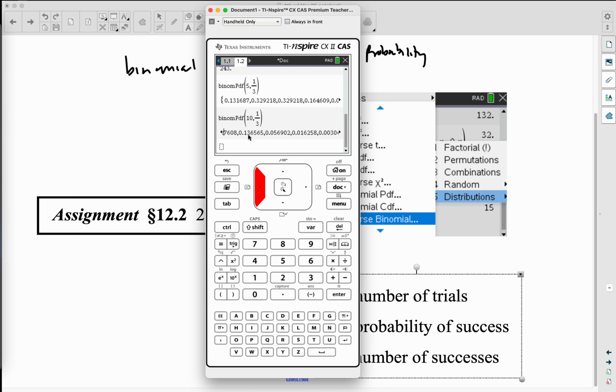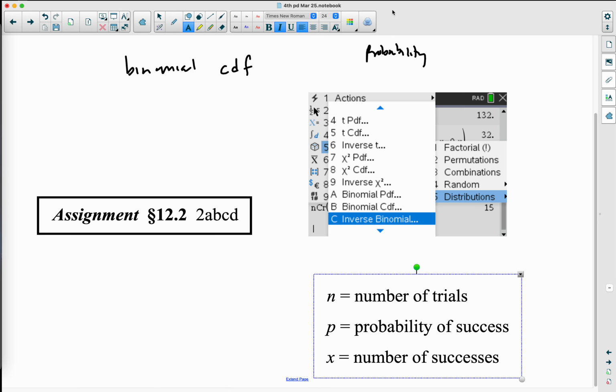There's just too much to look at. So I would suggest that you put in the number of successes at the end. Hope that helps you. We'll see it again more in class.